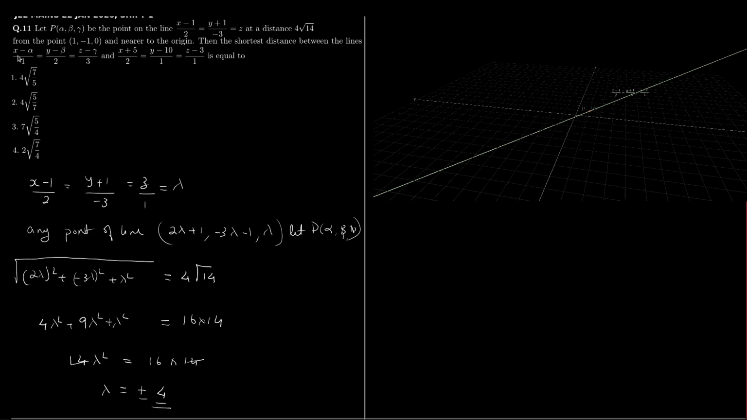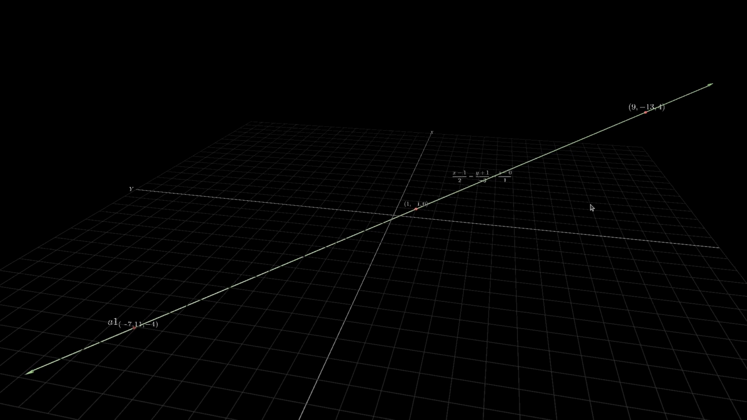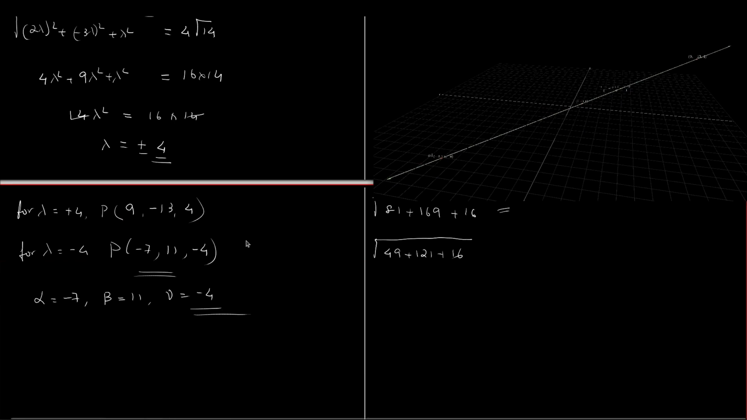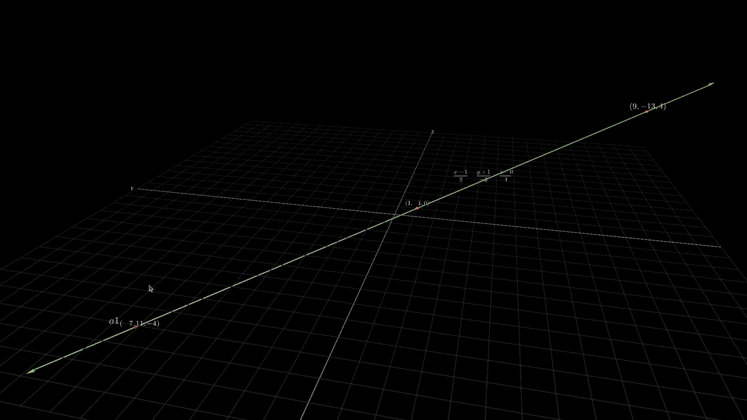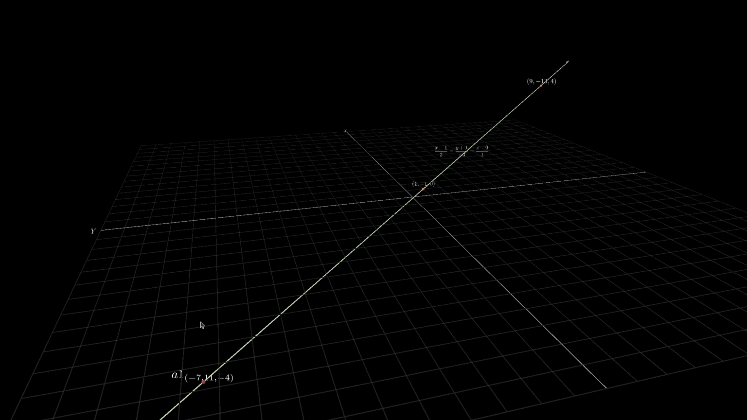So we need to define these 2 lines. We'll define those 2 lines here. Okay, here in the animation we have added the 2 lines. I have already told about the 2 points here. (9, minus 13, 4) is towards this side, and (7, 11, minus 4) is our interested point. We are interested in this point.